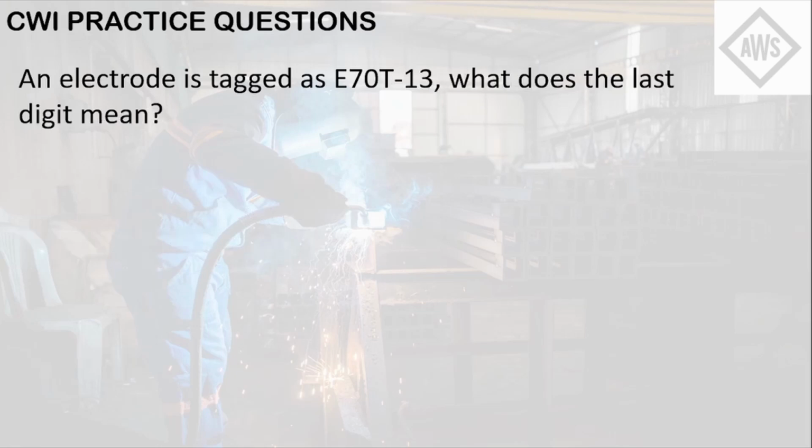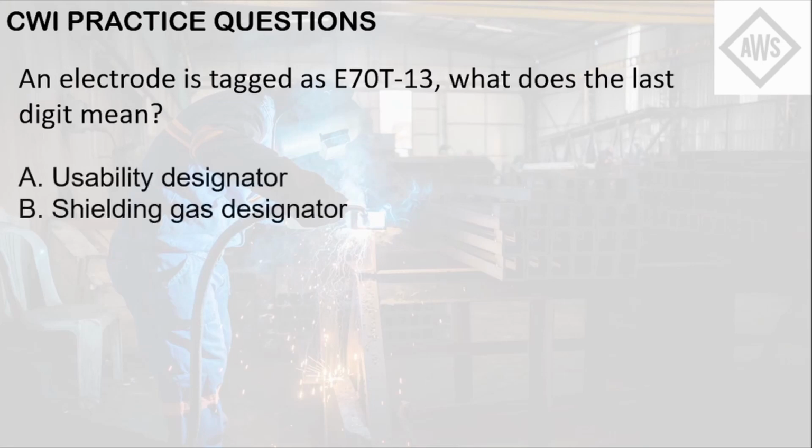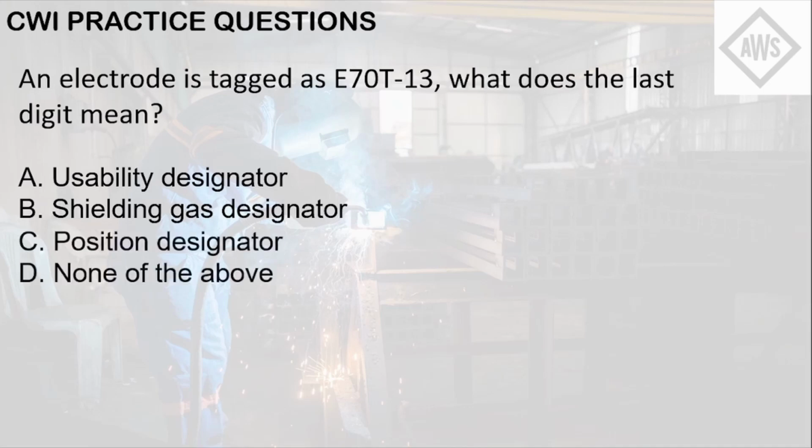An electrode is tagged as E70T-13. What does the last digit mean? Letter A, usability designator. Letter B, shielding gas designator. Letter C, position designator. Letter D, none of the above. The usability designator is the second to the last digit here, that's number 1. The position designator is the number 0 after the first digit, number 7. So the answer here will be shielding gas designator. The last digit for a FCAW electrode designation is the shielding gas.